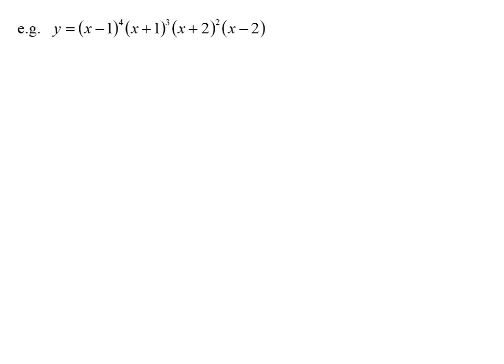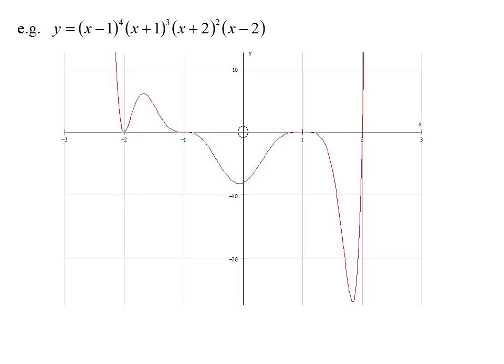This one here then, x minus 1 to the 4, x plus 1 cubed, x plus 2 squared, x minus 2. I'll just put it all in one hit. There we go. Let's have a look at all the features then. The constant, we've got -1 to the power of 4 times 1 cubed times 2 squared times -2, which is, what's that, -8, if I've done that right. So that's why we're cutting down here.